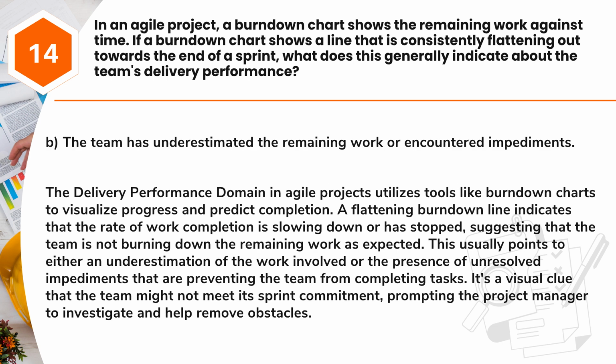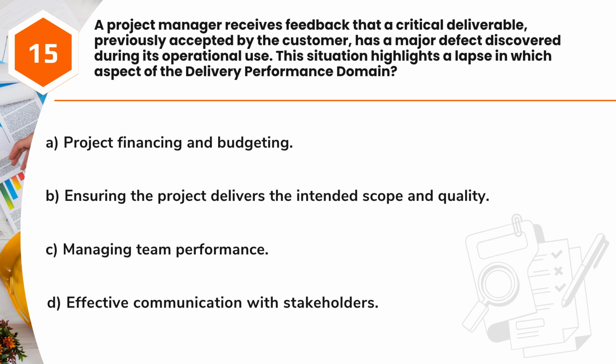Answer: B. The team has underestimated the remaining work or encountered impediments. The delivery performance domain in Agile projects utilizes tools like burn-down charts to visualize progress and predict completion. A flattening burn-down line indicates that the rate of work completion is slowing down or has stopped, suggesting that the team is not burning down the remaining work as expected. This usually points to either an underestimation of the work involved or the presence of unresolved impediments that are preventing the team from completing tasks. It's a visual clue that the team might not meet its sprint commitment, prompting the project manager to investigate and help remove obstacles.